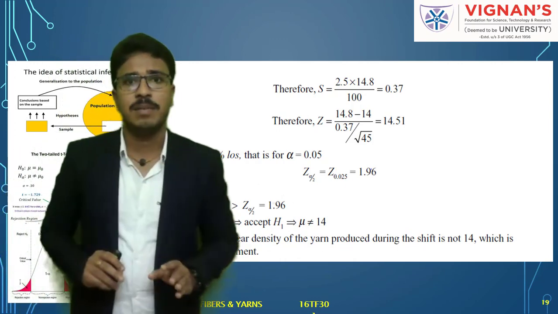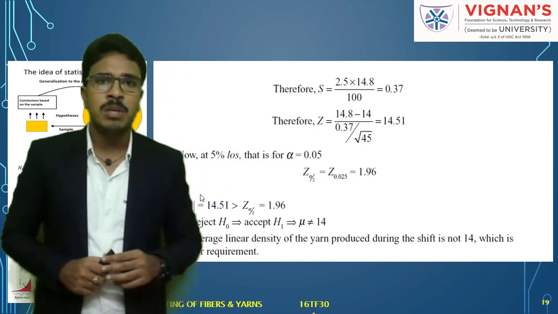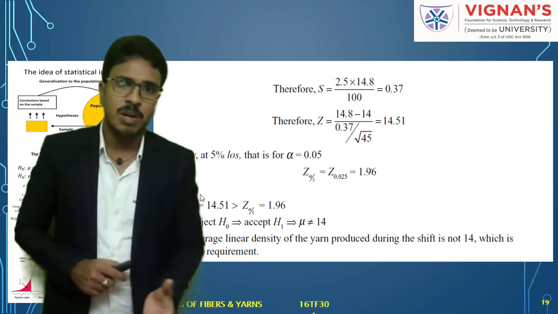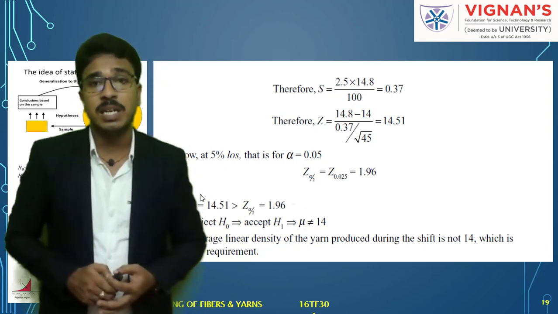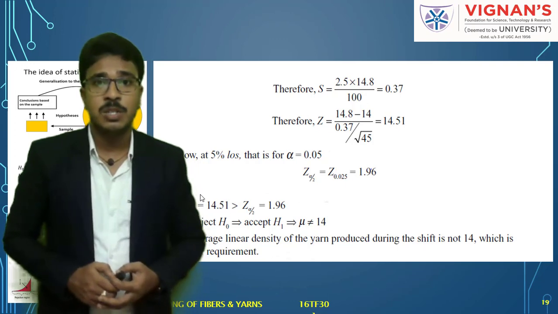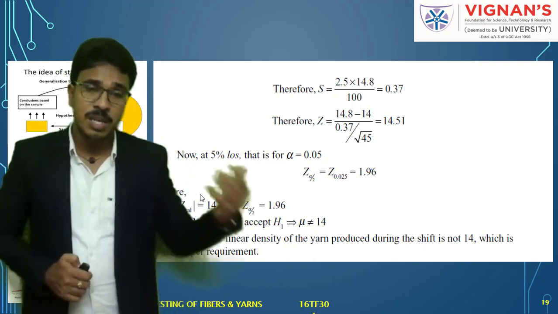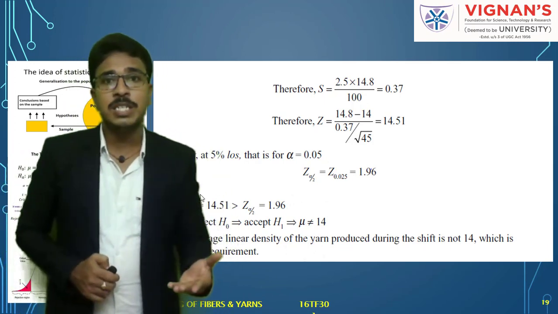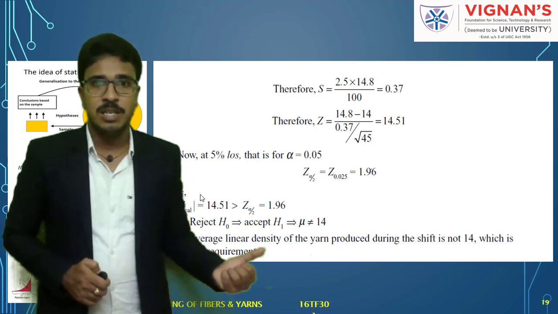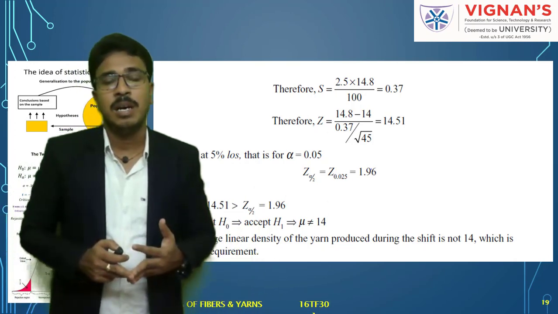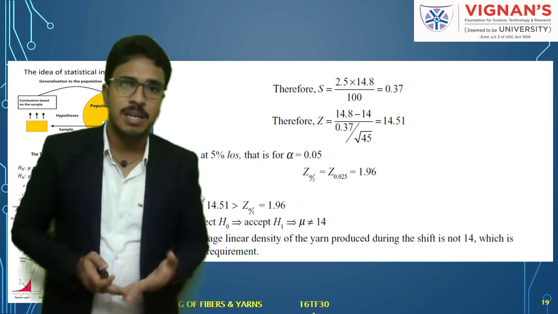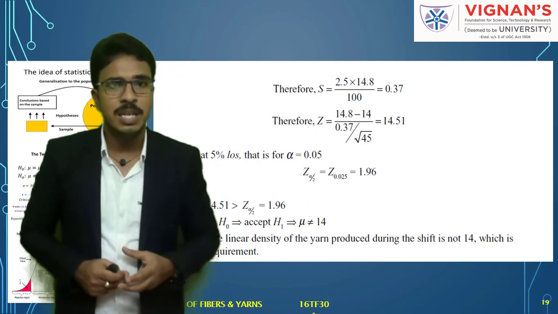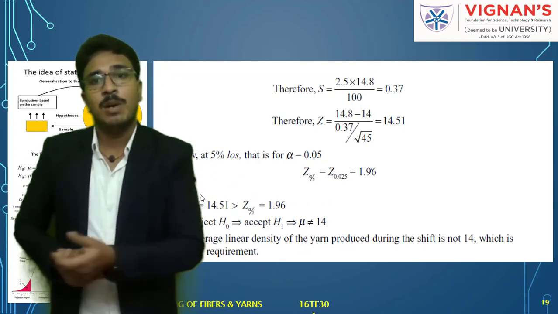That is the calculated value of Z. Now, in order to decide whether H0 is accepted or not, we have to arrive at the critical region. In our introduction to testing of hypothesis, we saw that there is an acceptance region and a critical region. We derive the acceptance region or critical region with the help of the alpha value, is it right? This alpha is related to the level of significance.